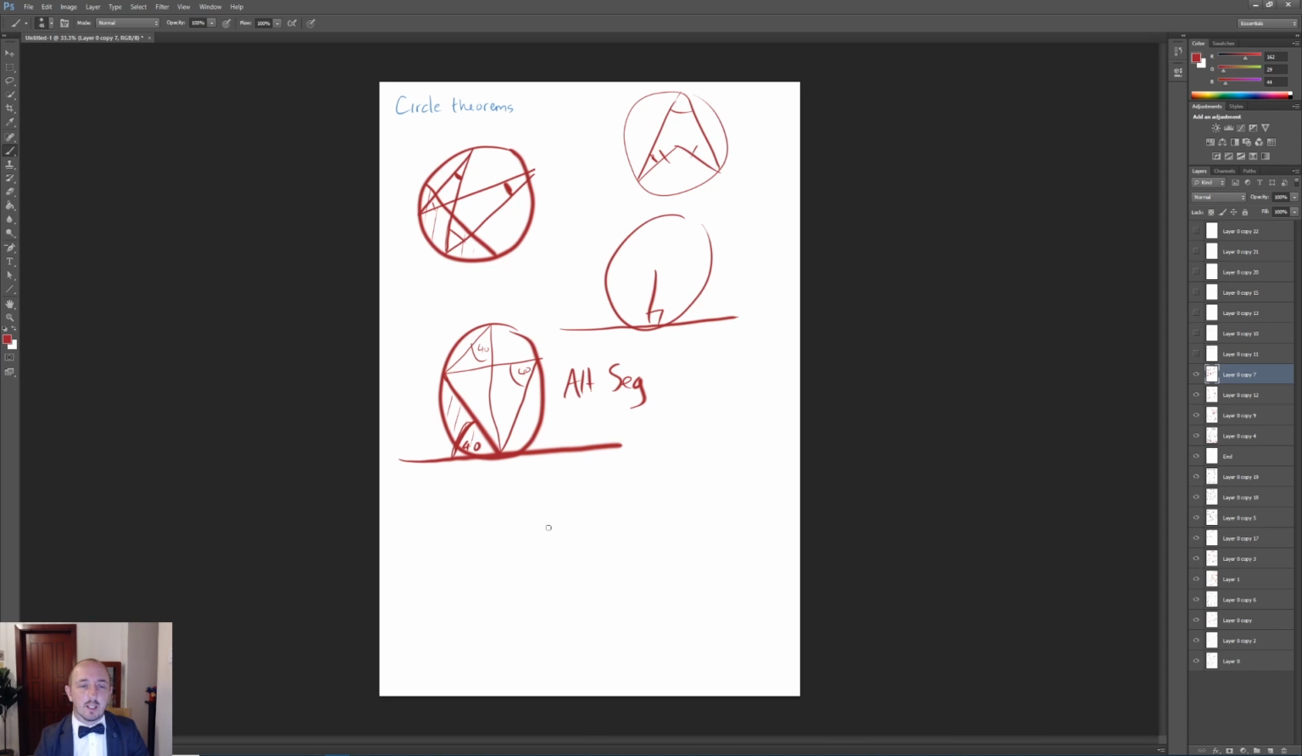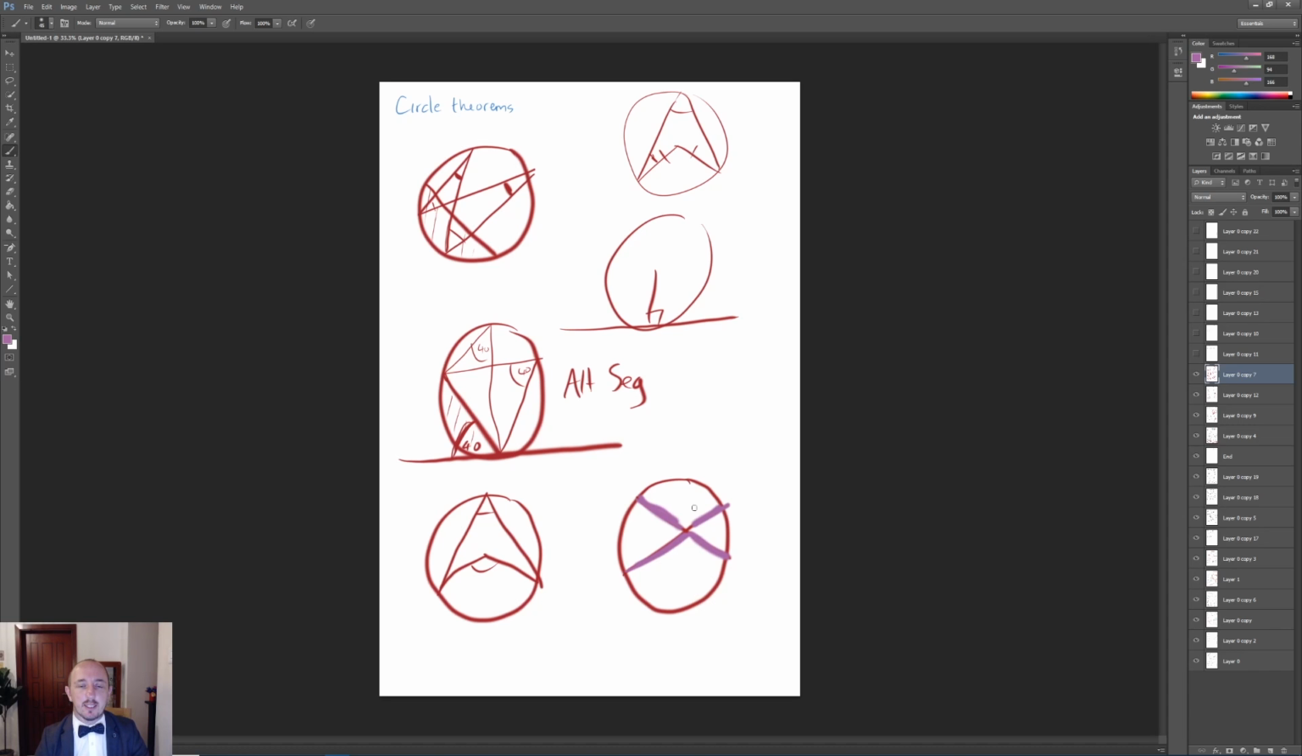We also have this kind of thing where we go to the middle and have the arrowhead shape, which we had in the last one. This is double this one. And we also have the intersecting chords. So we have two chords that intersect like this, and we get this line times this line is equal to this distance times this distance.